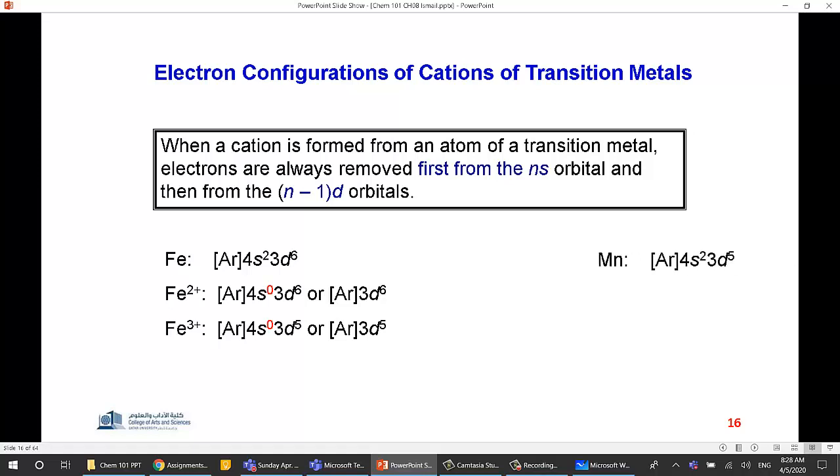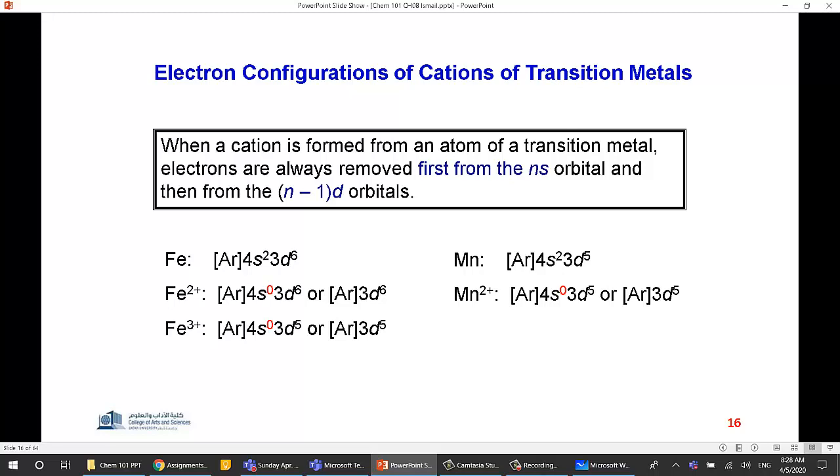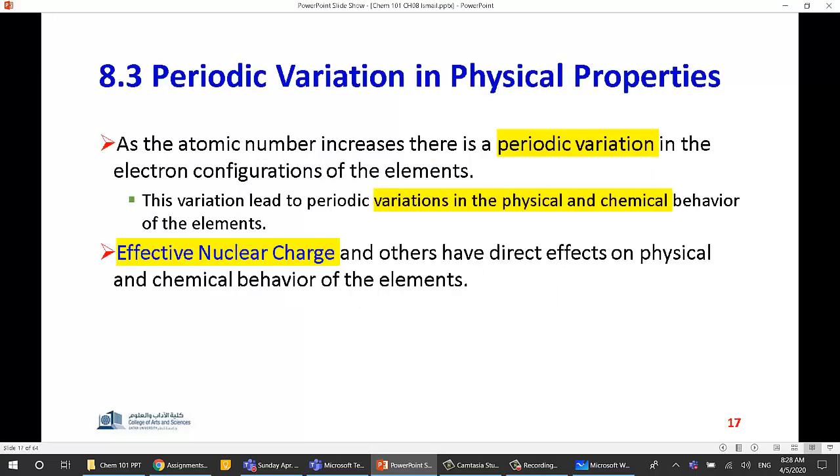Okay, let's take another example, which is manganese. Manganese has a 4s2 3d5. Manganese can make Mn2+, and if you ask yourself where these 2 plus are coming from, are they going to be taken from the s or the d? Then of course we take them from the s, because first in, first out, and the electronic configuration for Mn2+ is 3d5.